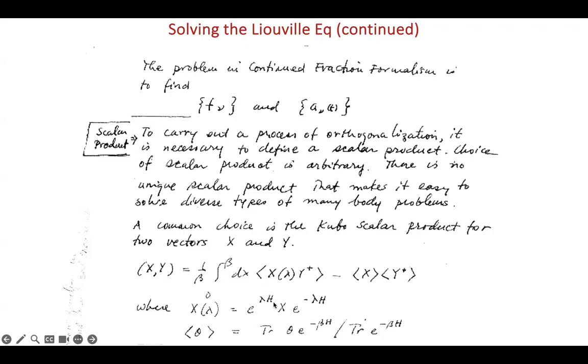So x of lambda then is e to the lambda h, x, e to the minus lambda h. And the ensemble average is the same old, same old. If you have an operator theta, the ensemble average in the canonical ensemble in quantum mechanical terms is a trace of the operator theta times e to the minus beta h, this product on the numerator, and the partition function, which is just the trace of e to the minus beta h, in the denominator.